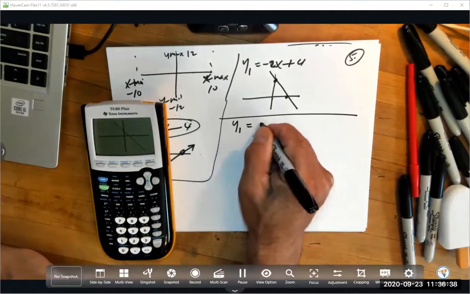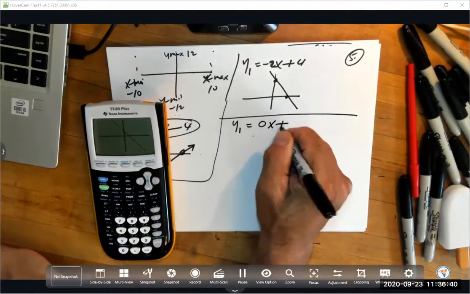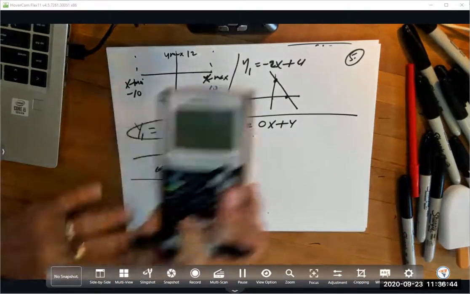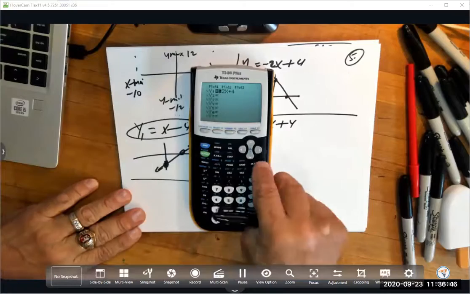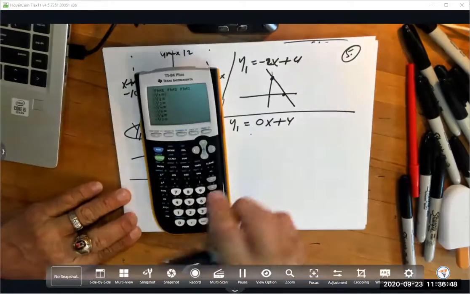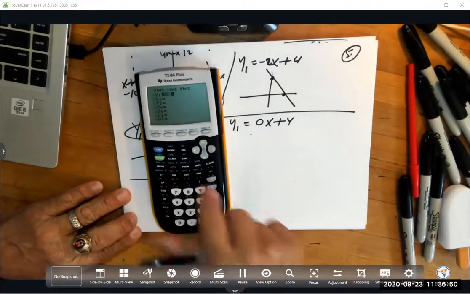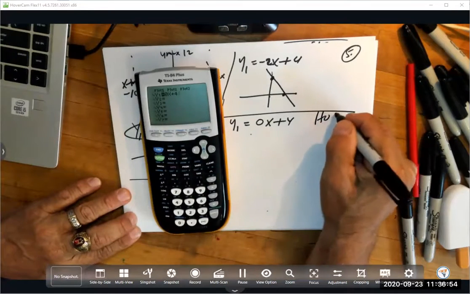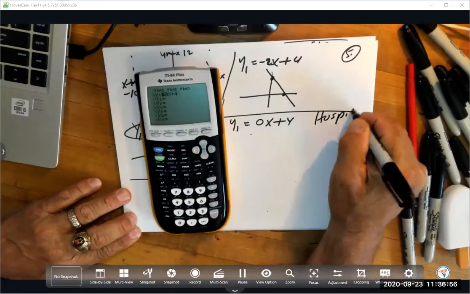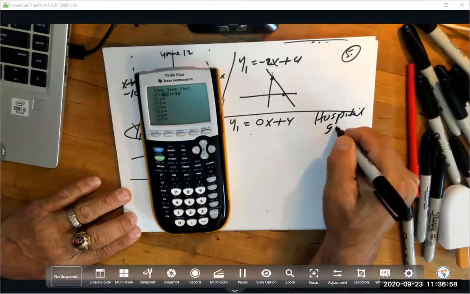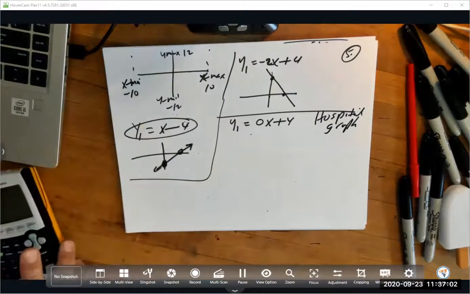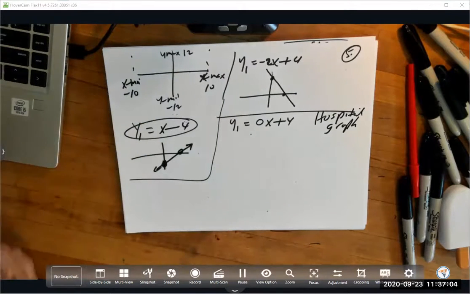Y1 equals 0x plus 4. Okay? So you're going to put that in your calculator. Go Y, clear, put 0x plus 4, and then hit graph. And I call this one the hospital graph. Okay? All right, do it. Draw it, put it in your calculator, and run it. See what y'all get.